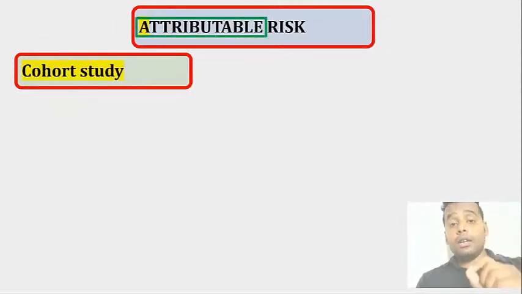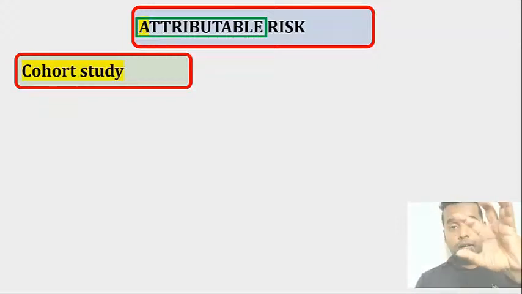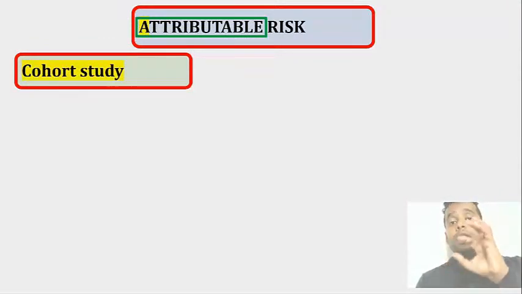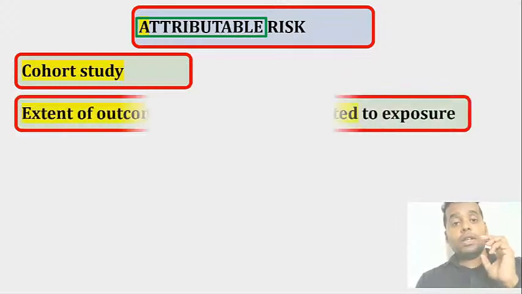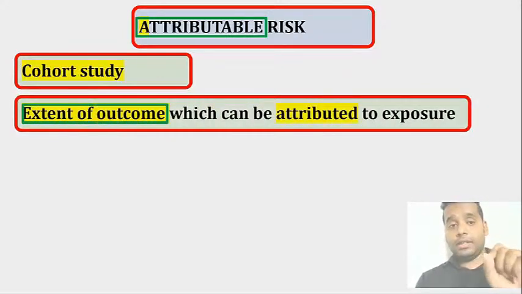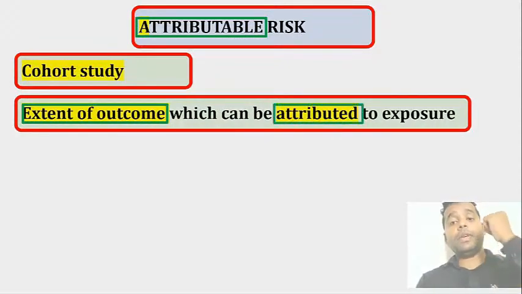The word attributable is very important. Means if you get lung cancer, that is the outcome. The amount of lung cancer which can be attributed to smoking. The extent of outcome which can be attributed to smoking, which is due to smoking. That is the importance of this indicator.